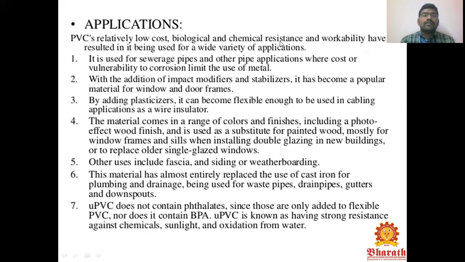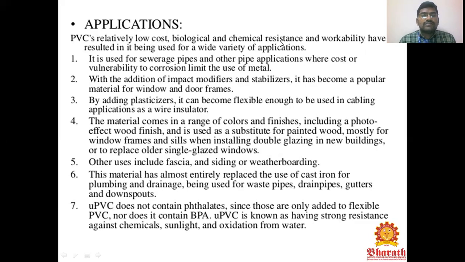PVC is used in sewerage pipes and other pipe applications where cost and vulnerability to corrosion limit the use of metal. With the addition of modifiers and stabilizers, it has become a popular material for window and door frames. By adding plasticizers, it becomes flexible enough for cabling and wire insulation.